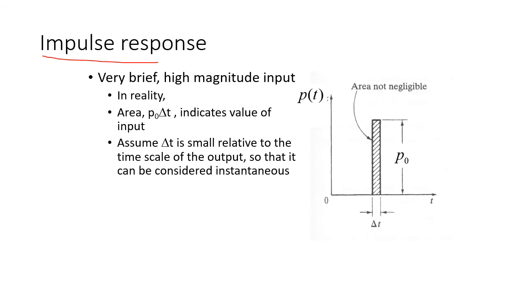So if we look at impulse response here, this is a very brief high magnitude input. If we go over here to our graph, we have p(t) on our y-axis and we have time on our x-axis. The area of this impulse is not negligible, and it can be calculated by using our P naught, delta t right there. So we can see our delta t right there and our P naught right there. So base times height of a rectangle is going to give us our area there. Now we can assume that delta t is small relative to the time scale of the output so that it can be considered instantaneous.